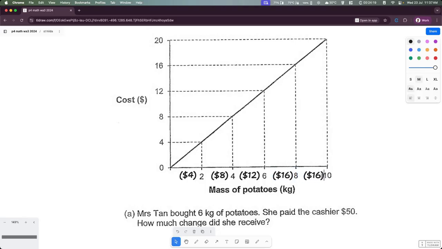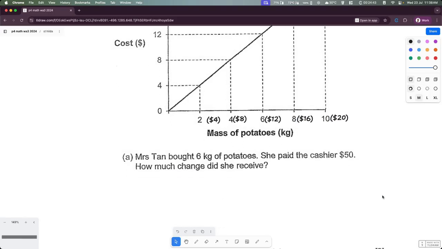Basically, we multiply by 2 for each kilogram. 10 kg is $20, 8 kg is $16, 6 kg is $12, 4 kg is $8. If I make this a little bit smaller, at least they can be aligned well. That's what you see over here.